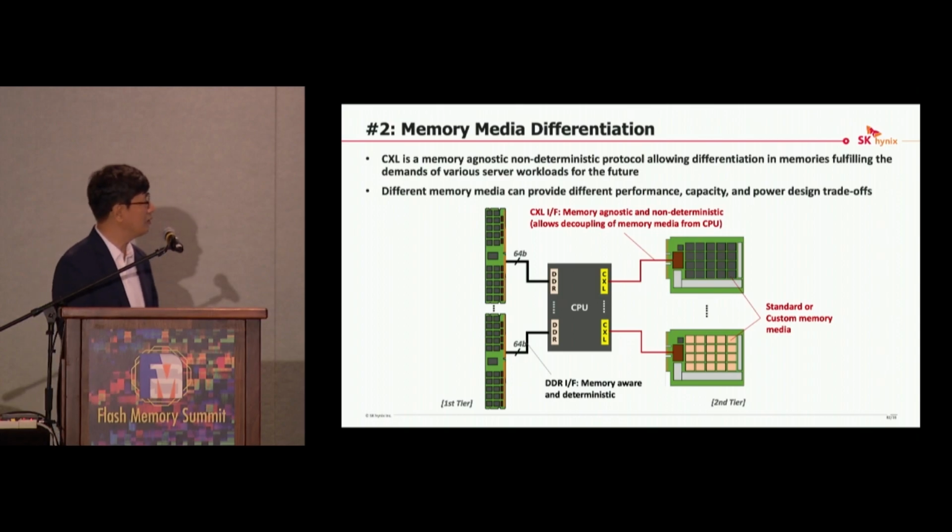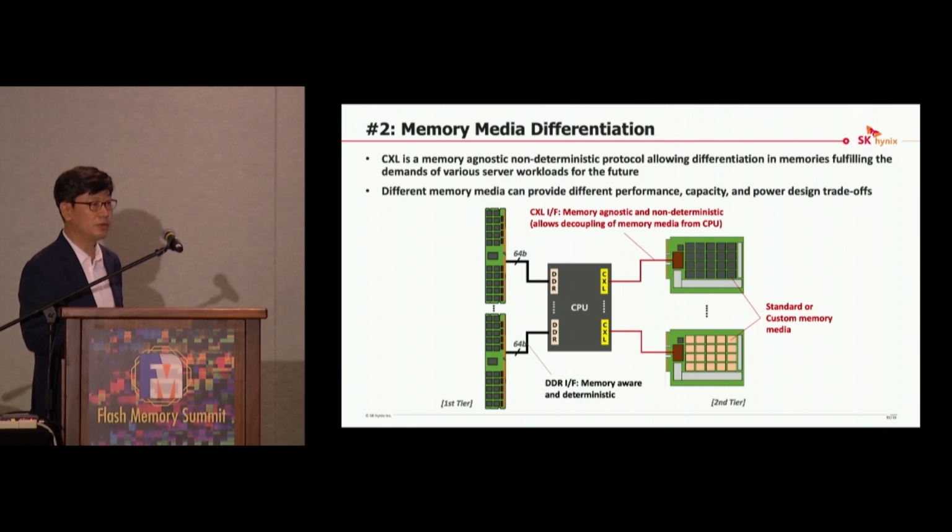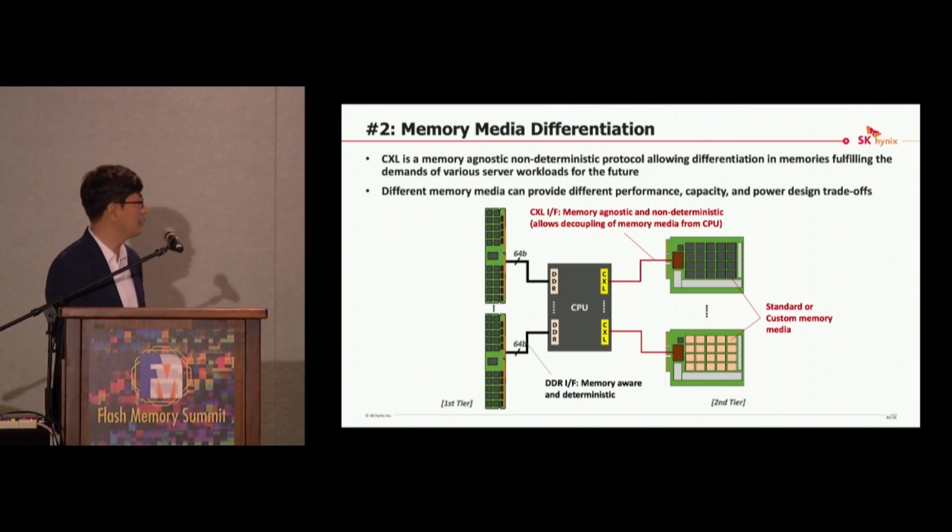The second key value I would like to talk about is the memory media differentiation. So this picture here shows you a CPU with 2 tiers of memory. The one on the left-hand side, that's a traditional standard DIMMs. It can be RDIMM and LRDIMM in servers. And also, as you can see, since this is a standard interface, a DDR interface is adopted here. And as you're well aware of, this is memory aware and it's deterministic.